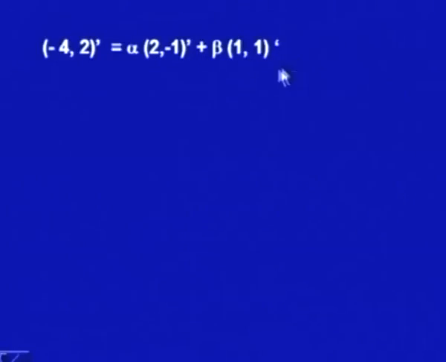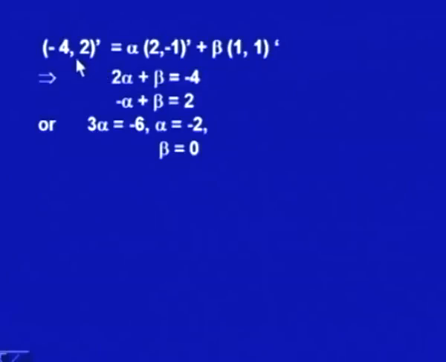beta times (1,1), and then one can simplify this equation. So, it is 2 alpha plus beta is equal to -4 and -alpha plus beta is equal to 2. So, when you solve these two equations, the coefficient alpha comes out to be -2 and beta comes out to be 0.